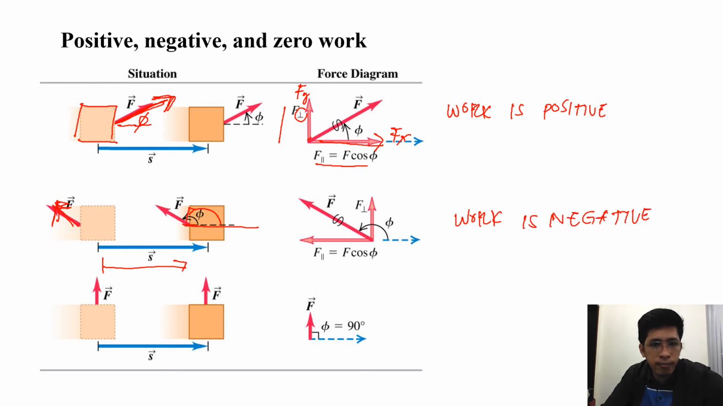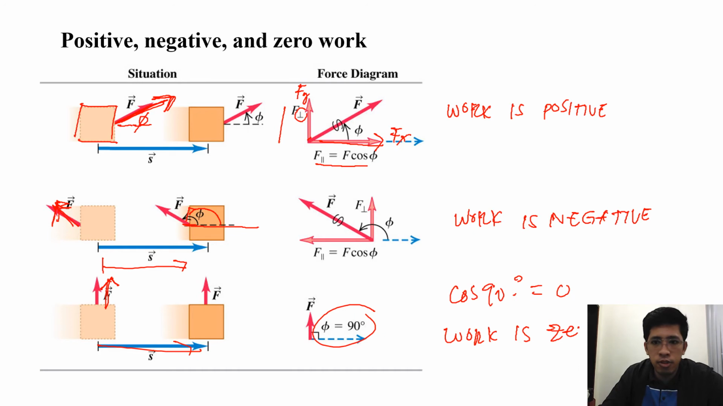And then lastly, the third situation, the force applied is upward for the box, but the displacement is to the right. The angle here is 90 degrees. What is cosine 90? Cosine 90 is equal to 0. So as you can see here, when the force and your displacement are perpendicular to each other, there is no work done on your system. So here, work is 0. So no work done for the third situation.